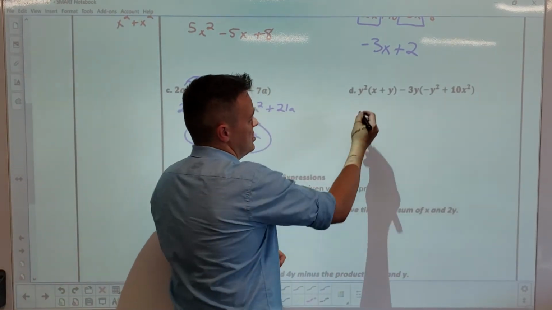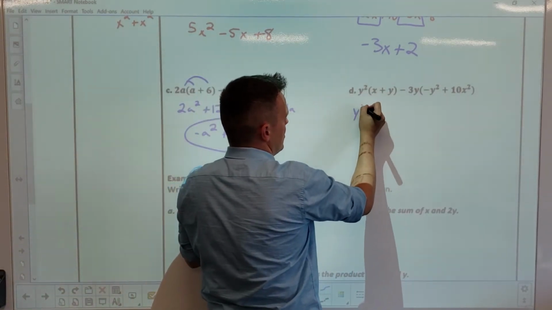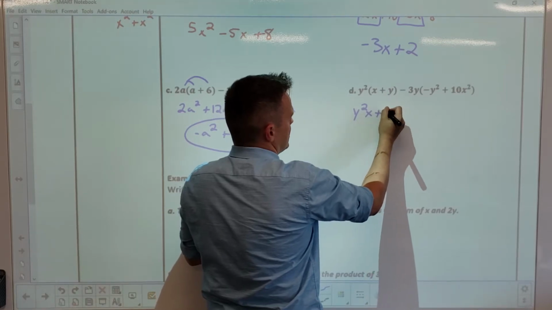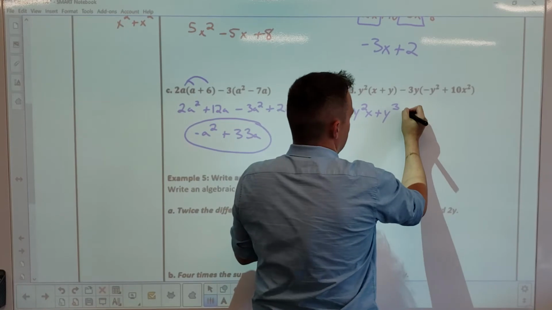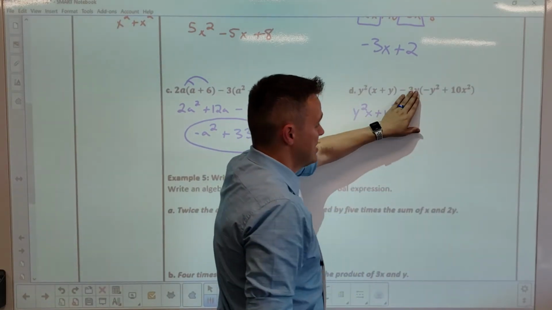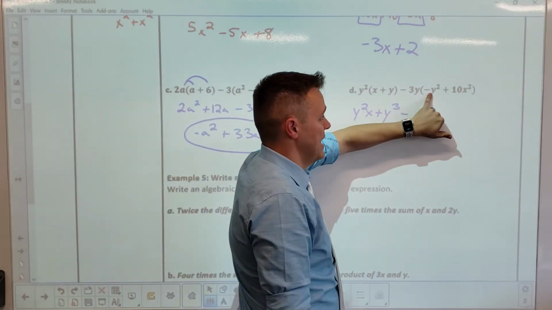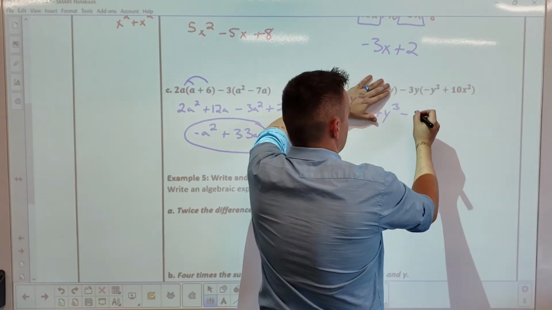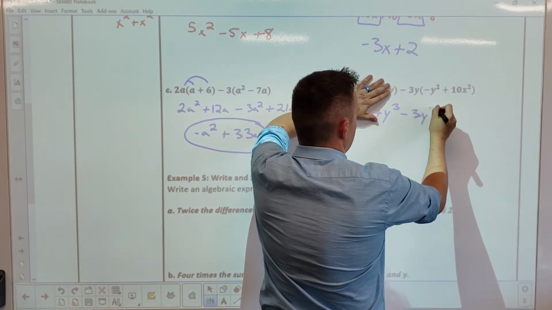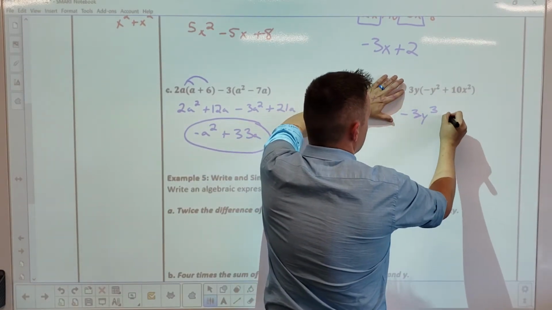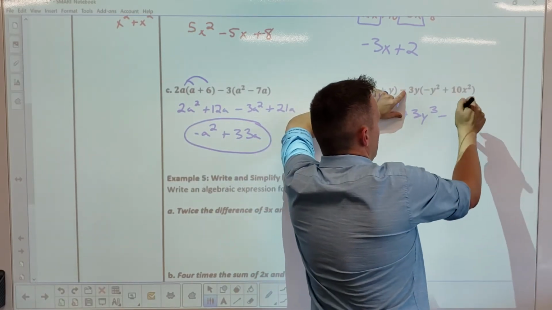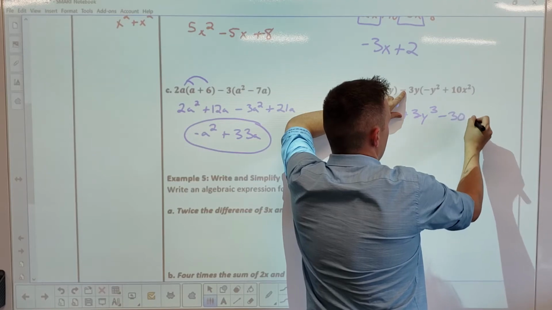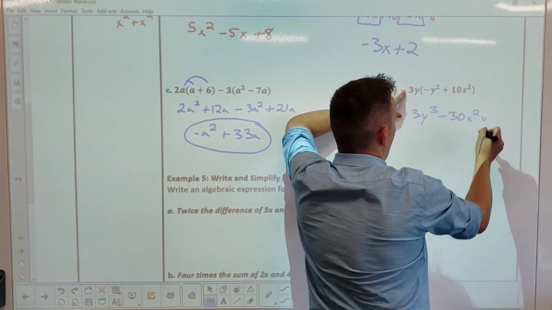Over here, you do the distribution as well. So it'll be y squared x plus y to the third, because that's 1, 2, 3. And then it's minus. Now, I start with a minus, but negative and a negative is what? Positive. So this is actually going to be 3y to the third. But this is going to be minus. It's going to be positive. It's going to be 30x squared y.